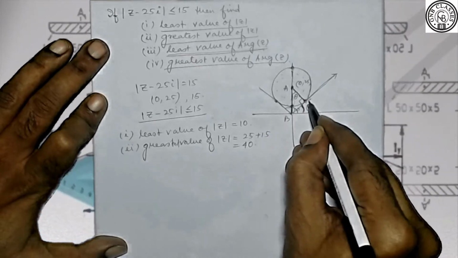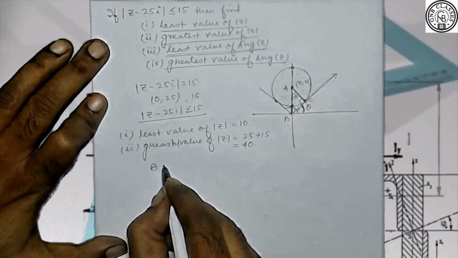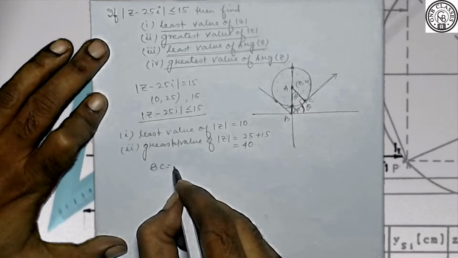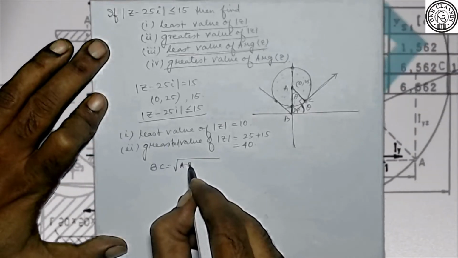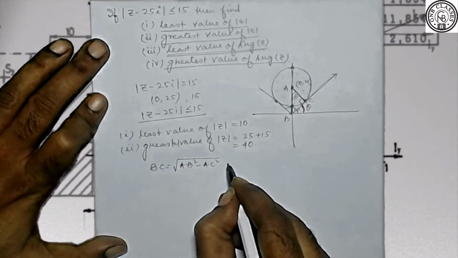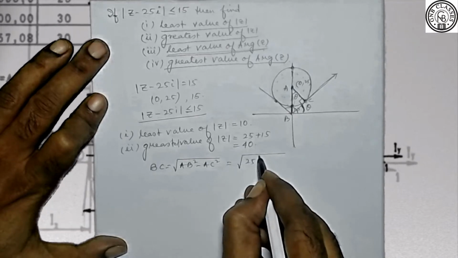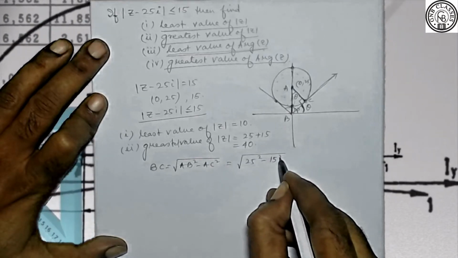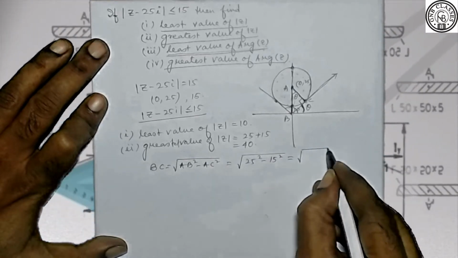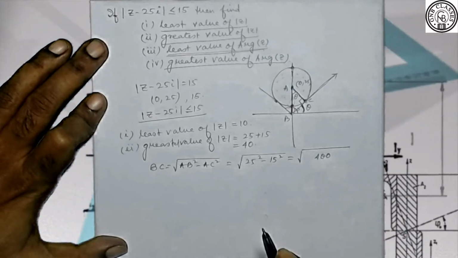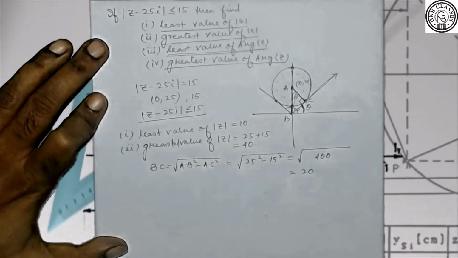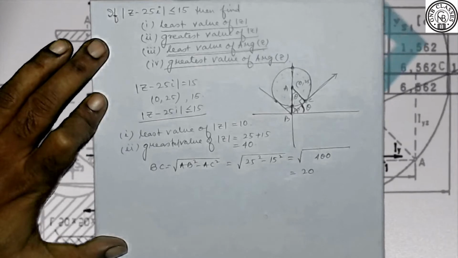Let me just give names; let it be ABC. So what will be your BC in that case? It is nothing but the square root of AB squared minus AC squared. AB is how much? 25. AC is how much? 15. So that gives us the square root of 400, that is 20. Therefore, the length of BC is 20.